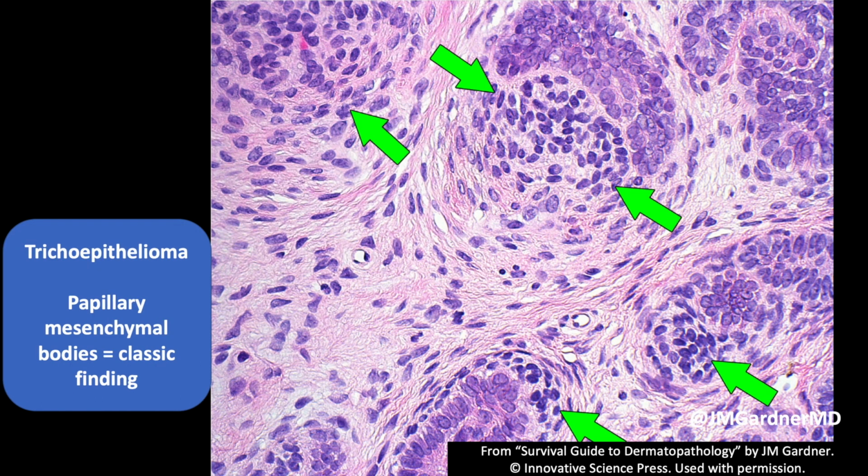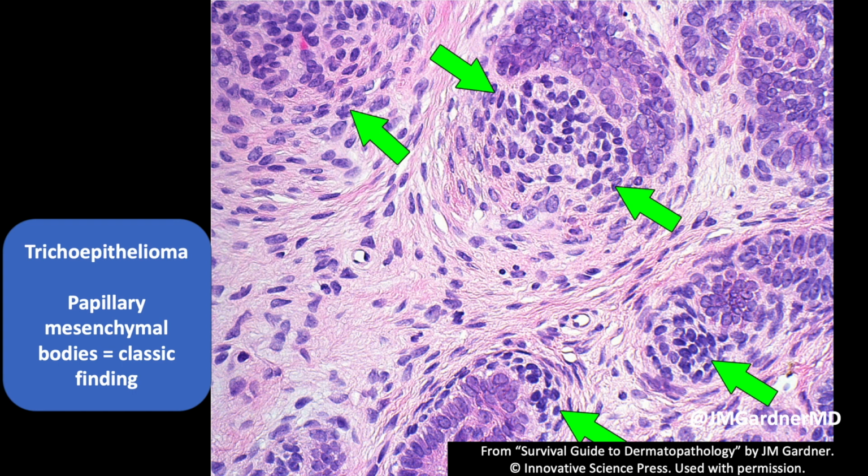And in trichoepitheliomas, this is the time where it's really nice to find the papillary mesenchymal bodies. Particularly if I'm in an older person who's sun damaged, I pretty much want to see good papillary mesenchymal bodies before I make a definitive diagnosis of a benign thing like a trichoepithelioma rather than a basal cell. Because sometimes basal cells can have some hair follicle differentiation. They can look kind of like hair follicle tumors.